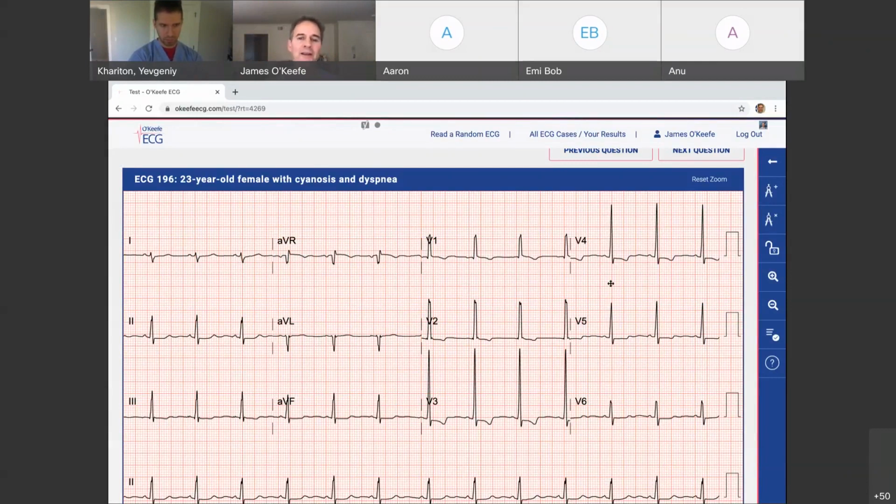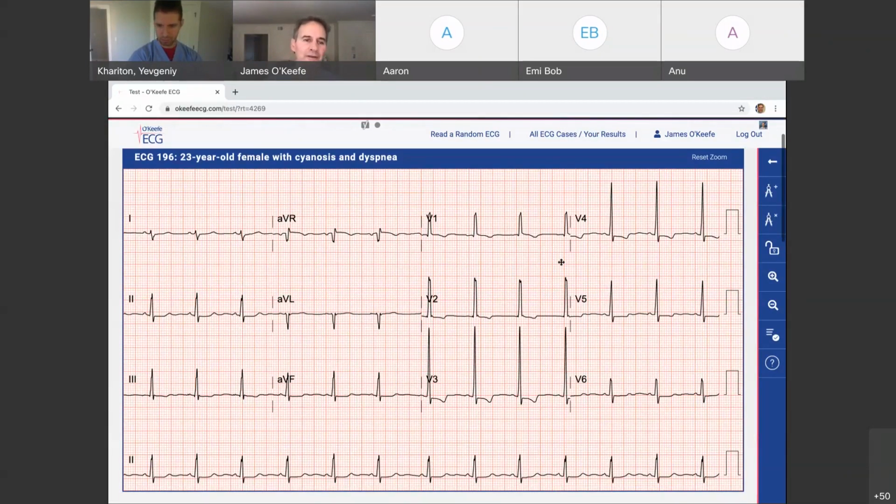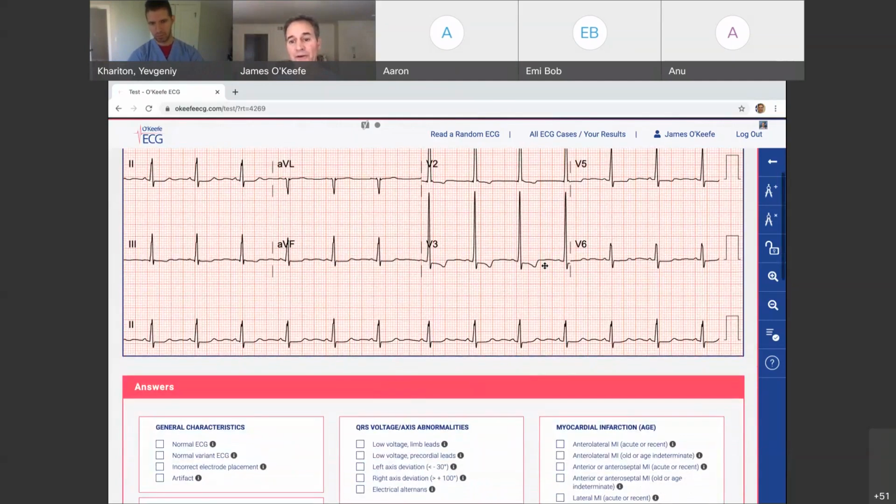Yeah, that's it. So the reason I showed this one, you got the right axis, you got this big R wave over here in V1, V2, V3. This is RVH, it's a young female with cyanosis and dyspnea. She's got congenital heart disease. These STT changes in the anterolateral leads, that's classic for STT changes of hypertrophy, that's RVH.